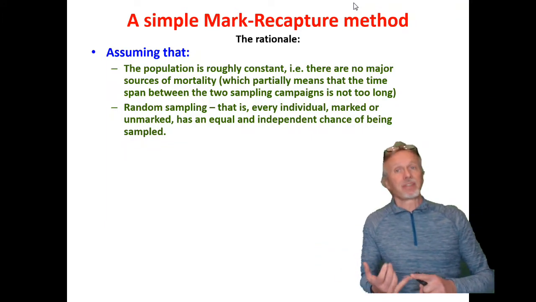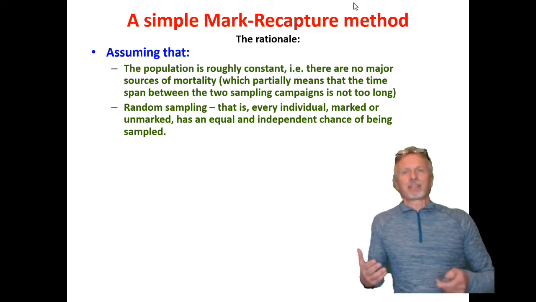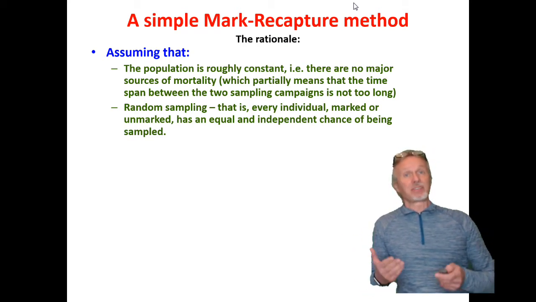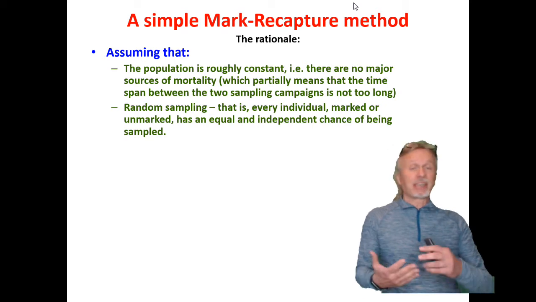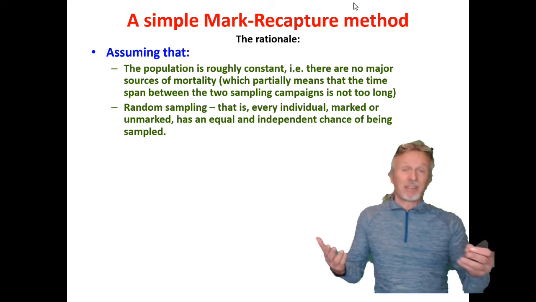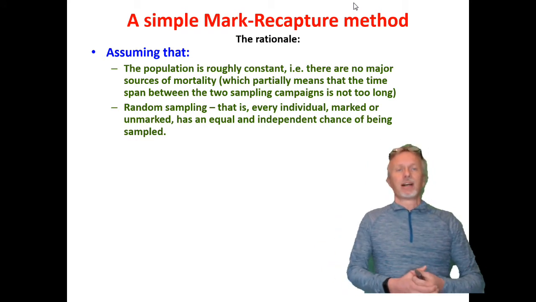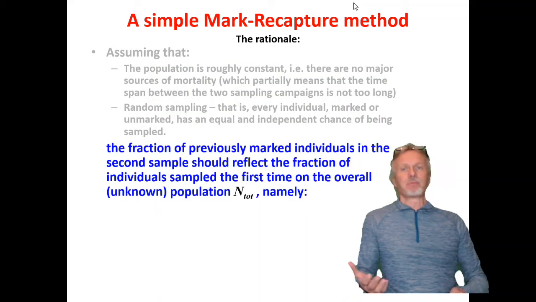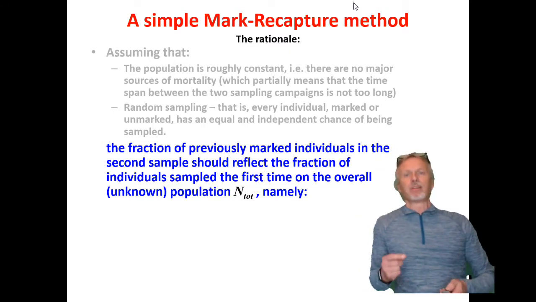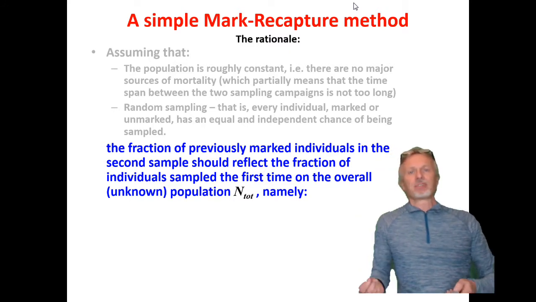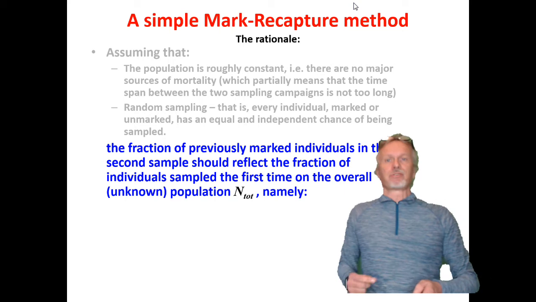If we assume that the population is roughly constant and there are no major sources of mortality, which partially means that the time span between the two sampling campaigns is not too long, and if we assume that it has been random sampling, the behavior of the individuals has not been affected by the tags, the fact that they've been marked, and there is a perfect mixing into the population, then the fraction of previously marked individuals in the second sample should reflect the fraction of individuals sampled the first time over the overall unknown population, which we refer to as N tot.